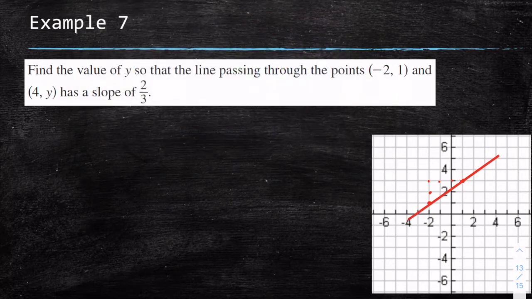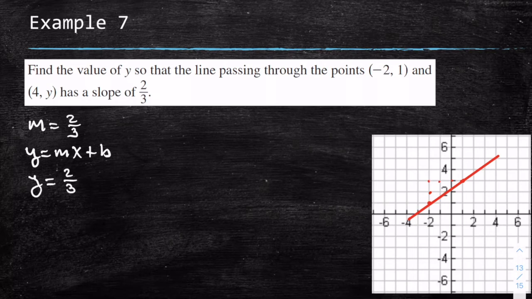Now, we know that the slope is 2 over 3, so we can just go ahead and say m is equal to 2 over 3, because m represents the slope. And we can also write y equals mx plus b. And then we can replace the m, because we know what it is. It's 2 over 3. y equals 2 over 3x plus b.